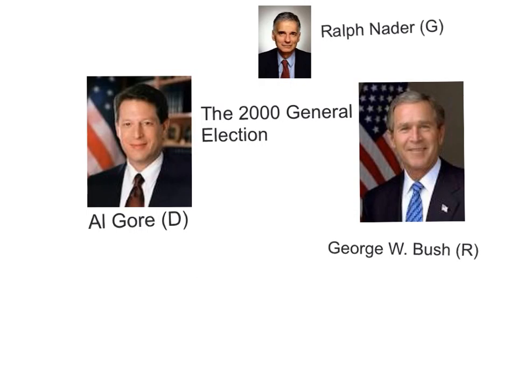Here's the election of 2000. Now, it was probably the closest general election, at least in my lifetime. Al Gore was running for the Democratic Party, and George Bush was running for the Republican Party. Now, Ralph Nader, he ran for the Green Party, which is basically the Democratic equivalent to the Libertarian Party.